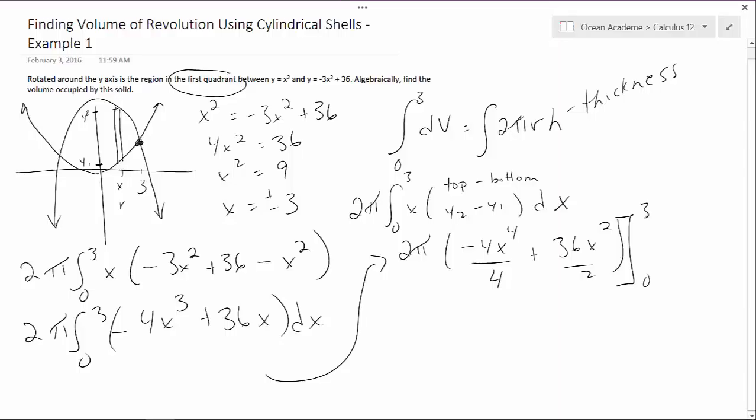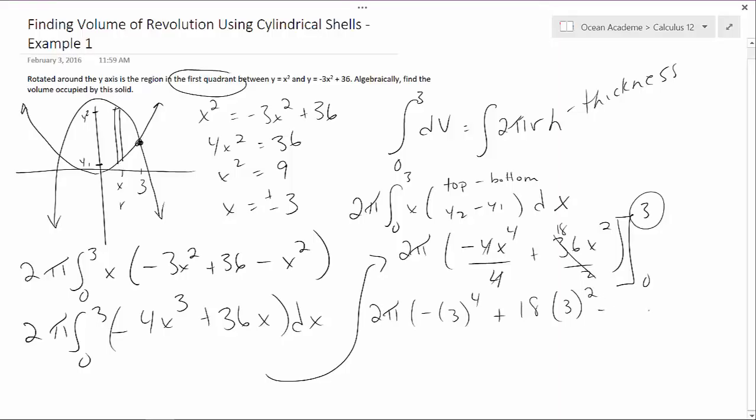So now we can plug in our values. So we have 2 pi times now negative 4, these over 4, that cancels out. So we have negative, and we plug in our upper limit, which is 3 to the power 4, and that will be plus, this reduces down to 18 times 3 squared.